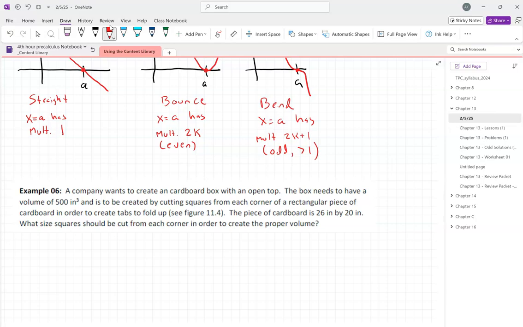The box needs to have a volume of 500 cubic inches and is to be created by cutting squares from each corner of a rectangular piece of cardboard in order to create tabs to fold up. The piece of cardboard is 26 by 20. What size squares should be cut from each corner in order to create the proper volume?